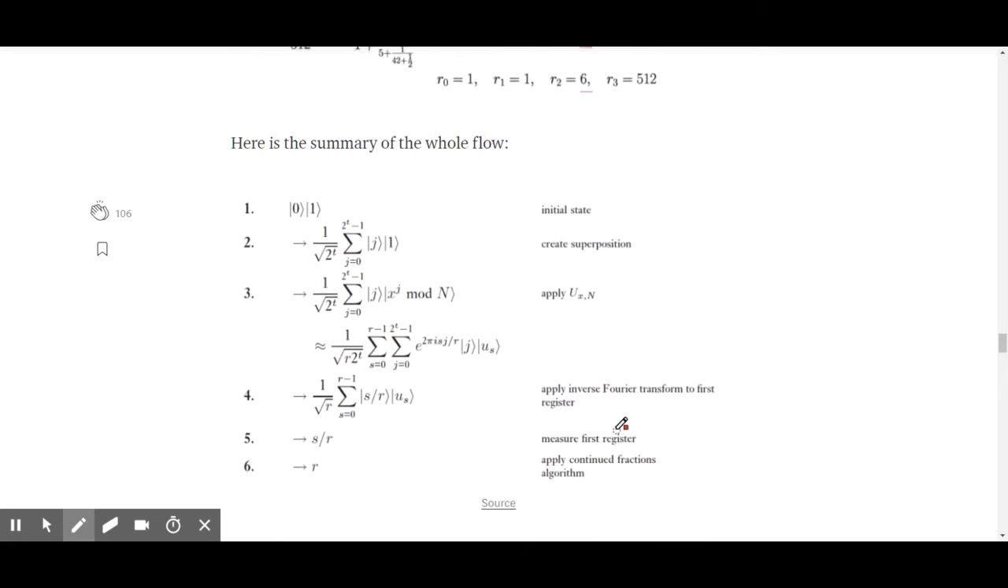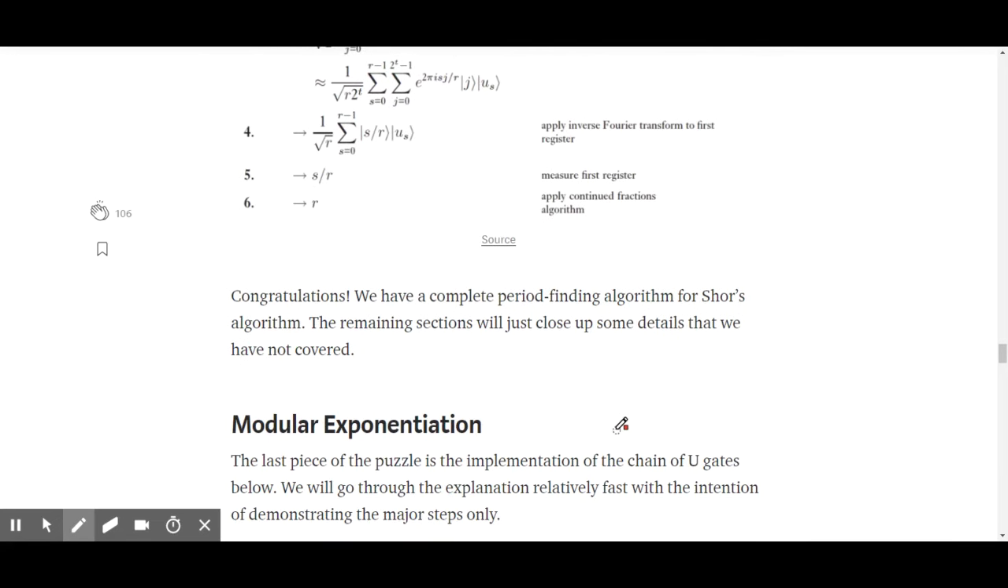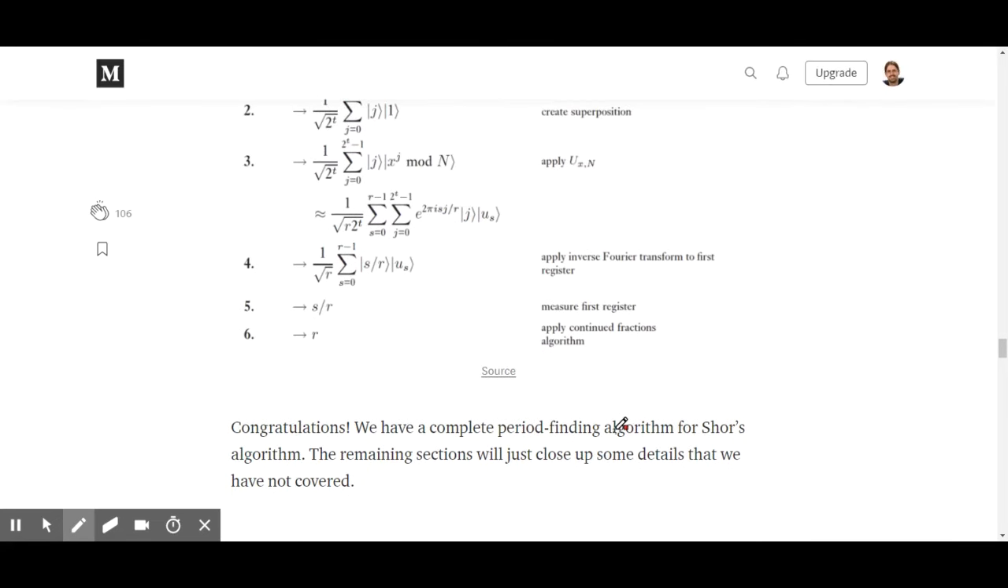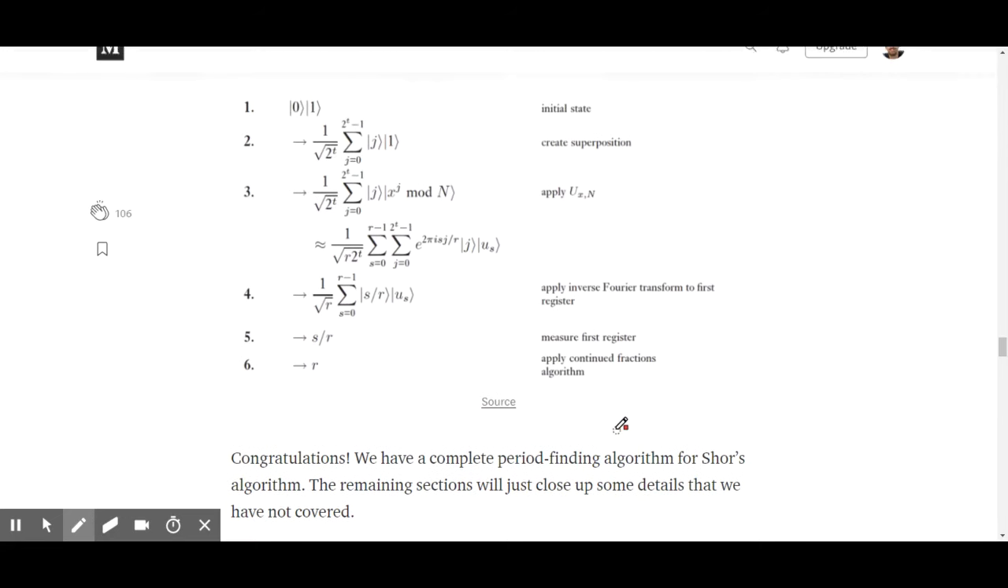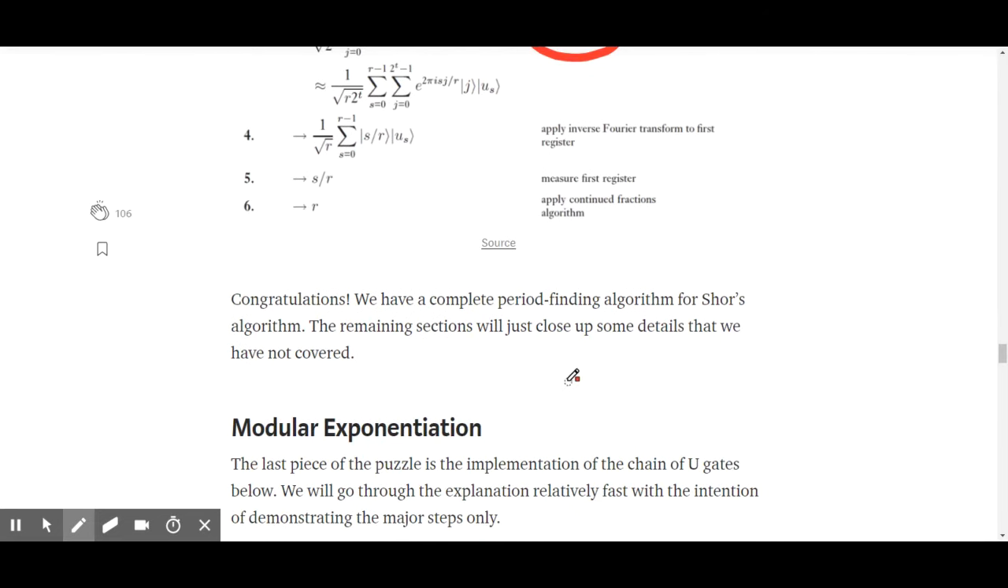Here's a summary of the whole flow. So this is what I'm trying to understand, because I think if I can understand that intuitively, without the mathematics, then I can understand the whole thing intuitively as well. Complete period-finding algorithm, Shor's algorithm. The remaining sections will just close up some details that we have not covered.